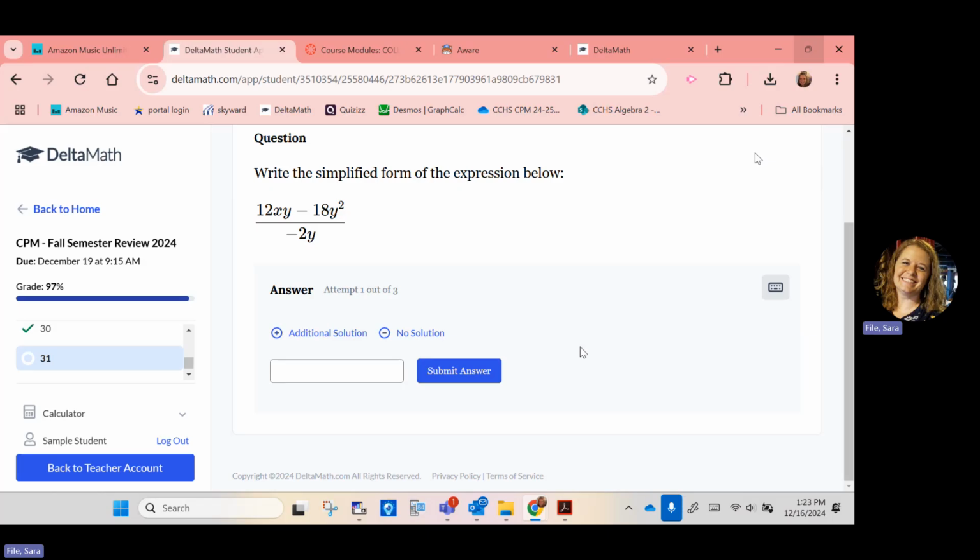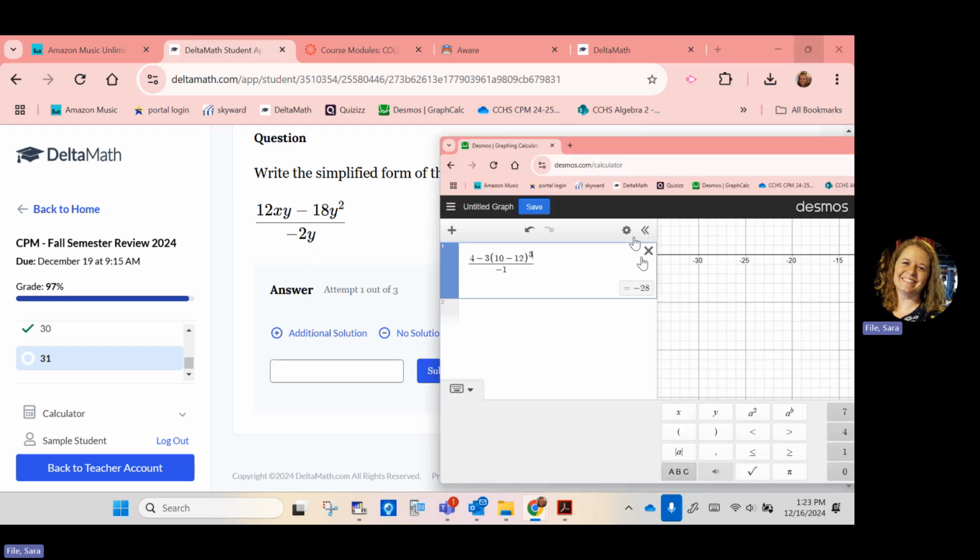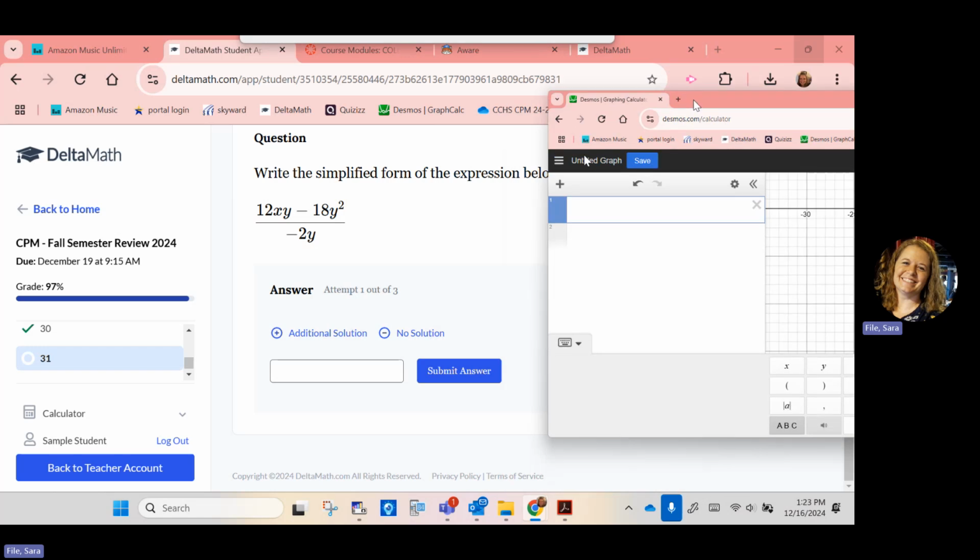All right, number 31, it says write the simplified form of the expression. Now again, even if it was multiple choice, you couldn't really check this in Desmos because you've got X and Y in an expression. So you wouldn't be able to check this graphically. So I can't do it graphically. I'm just going to use these lines to show my work.